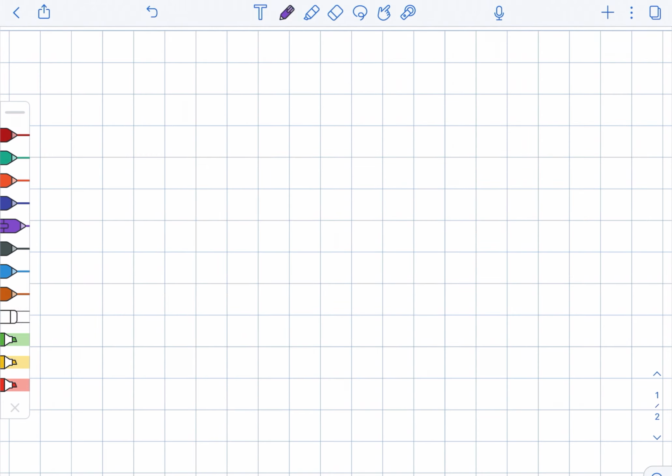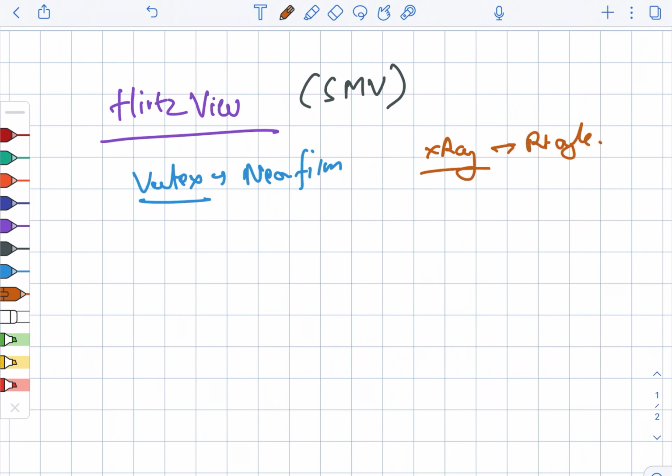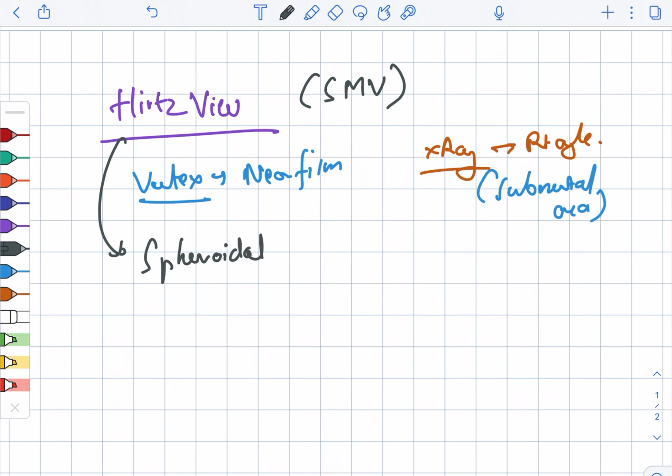Next we are going to look at the Hertz view. Hertz view is nothing but the submental vertical, and here the vertex is near the film and the X-ray beam is projected at the right angle to the film. This is from the submental area. Now what is seen here is the Hertz view is specifically for the sphenoidal sinus.